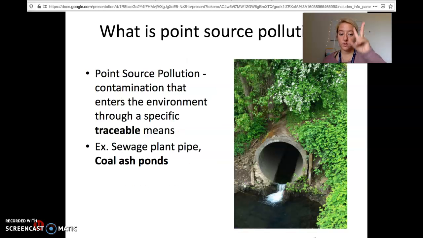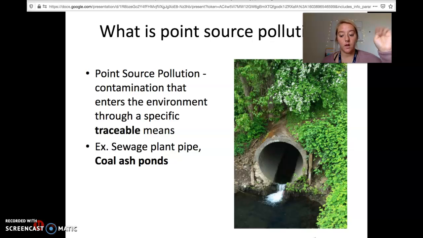We have two different types of pollution, the way we categorize them. The first is called point source pollution, and this is a contamination that enters the environment through a specific or traceable means, which means that we can tell exactly where the pollution in the river downstream has come from. So this is very specific. That traceable means that we can point to the place where it comes from. Some things like sewer pipes, plant pipes are examples, as well as coal ash ponds.